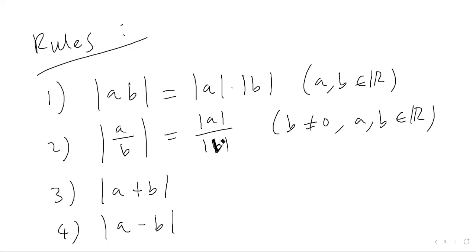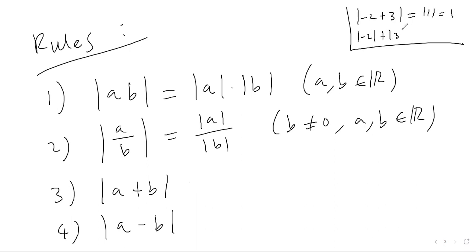Okay, I'll just rub this out to make that look a bit neater. How about this second one here? It is not true that the modulus of a plus b is the same as the modulus of a plus the modulus of b. We can just look at an example. The modulus of minus 2 plus 3 equals the modulus of 1, which is equal to 1. But the modulus of minus 2 plus the modulus of 3 is equal to 2 plus 3, which is 5. And that does not equal this there. So the key thing is that this does not equal the modulus of a plus the modulus of b.